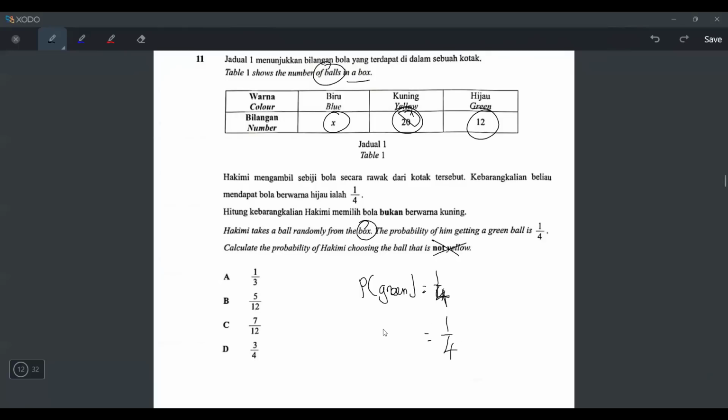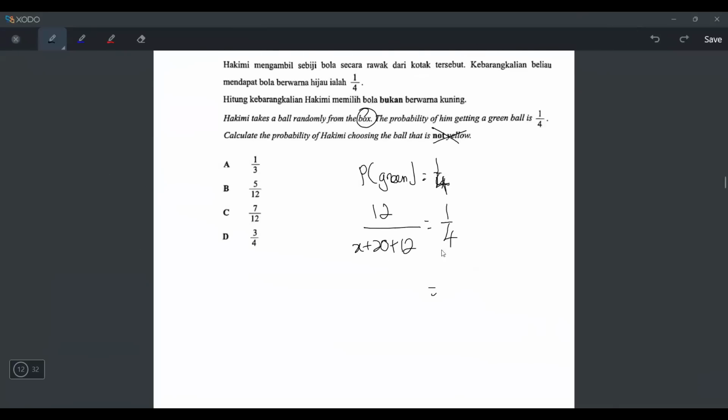They say the probability of green is 1/4. It means 12 over X plus 20 plus 12 is 1/4, because the probability of choosing a green ball is 1/4, and we already know the number of green balls is 12. The total will be 12 plus 20 plus X. So now I can cross multiply. 4 times 12 is 48. 20 plus 12 is 32, so it's just X plus 32. Because when you times 1, nothing happens. So now how to find X? 48 minus 32, which is 16.